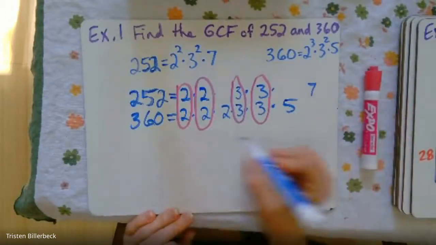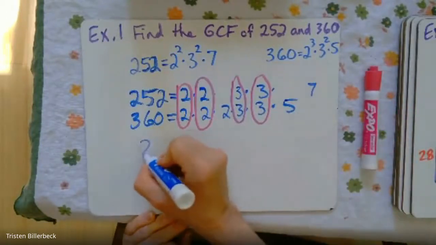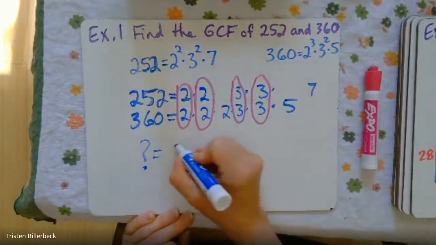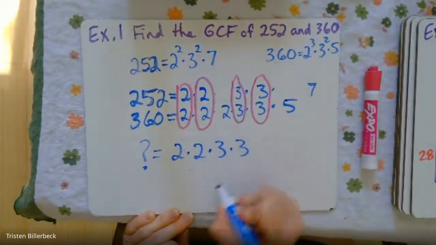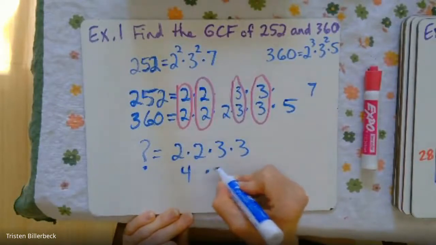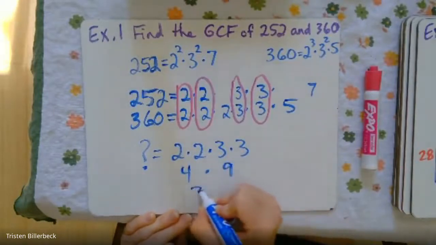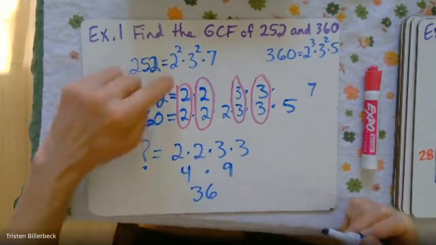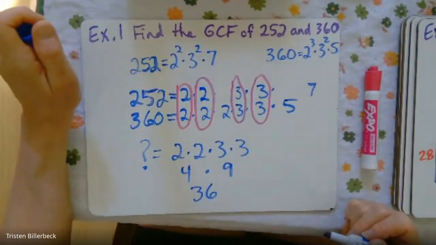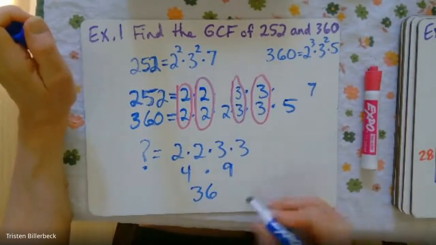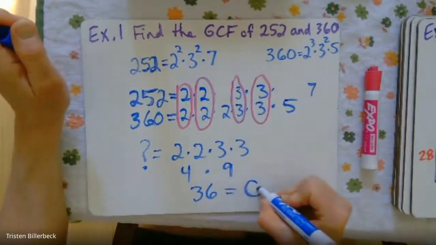Okay, so now we need to figure out, what is 2 times 2 times 3 times 3? Well, that's 4 times 9, and that's 36. So 36 is my greatest common factor. So this equals the group GCF.